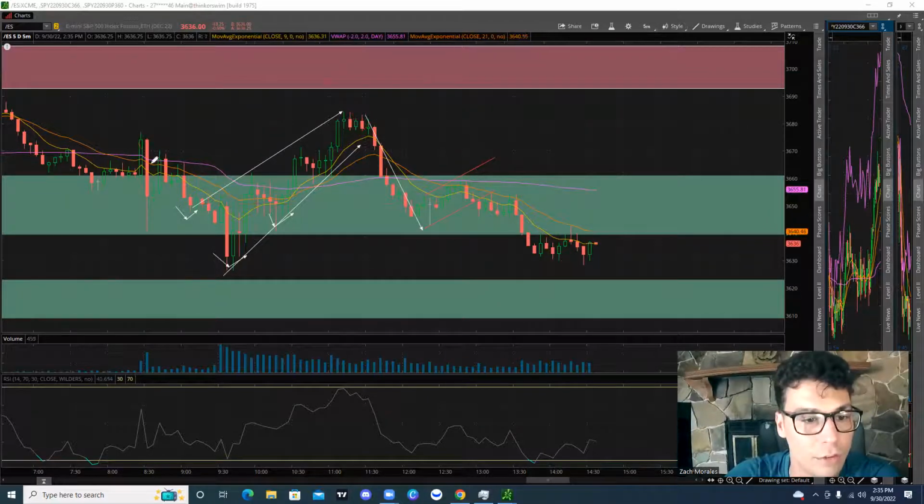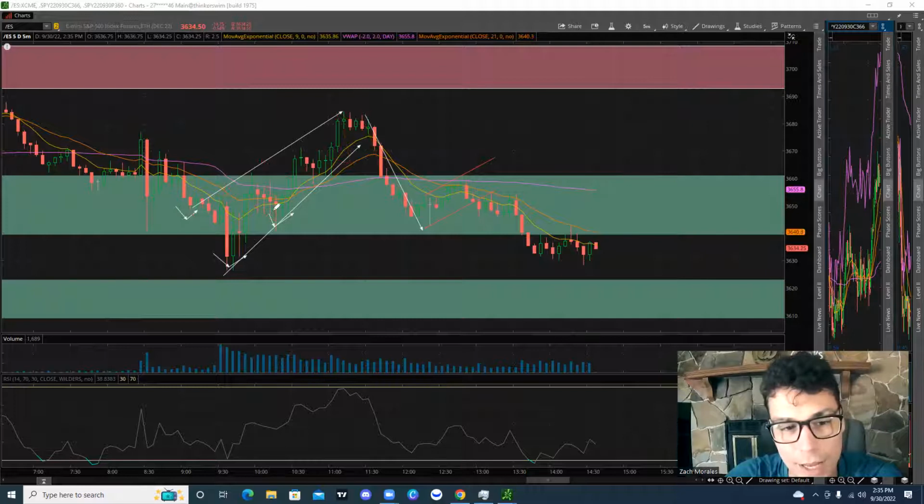So the first pattern we had was a nice inverse head and shoulders. We went over that in the Discord and that hit the target very well. Once we did that, I took some profits up here. We can see that we formed a rising wedge in between that and had a sharp drop to the bottom. So those are two patterns that we were able to identify.